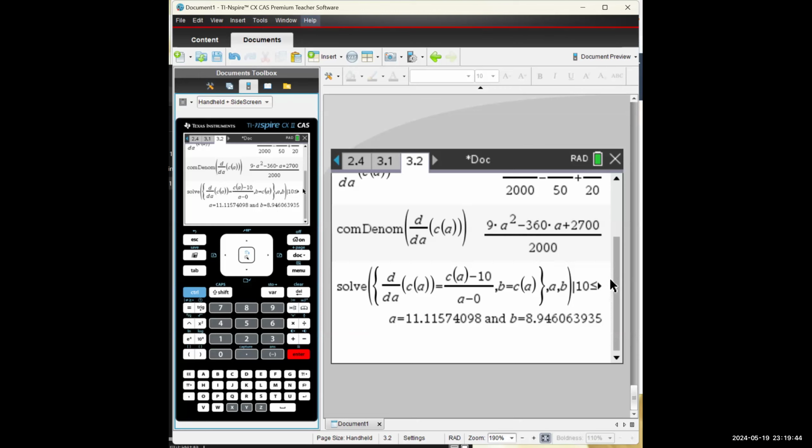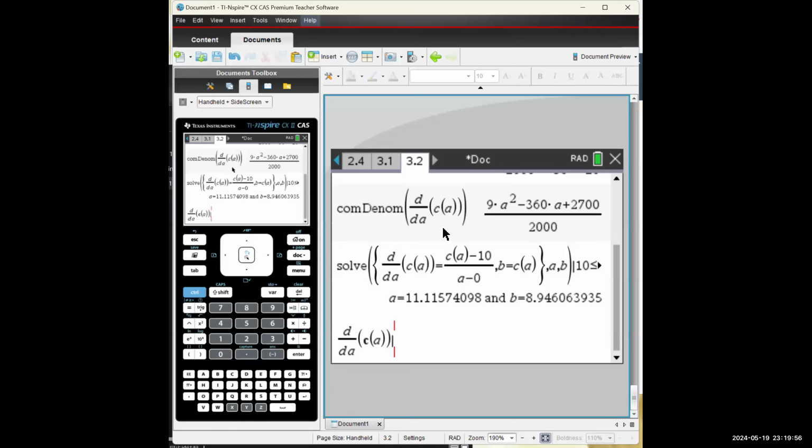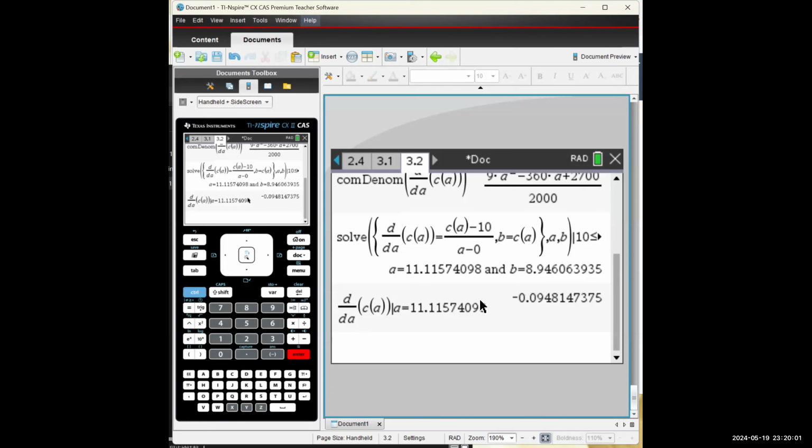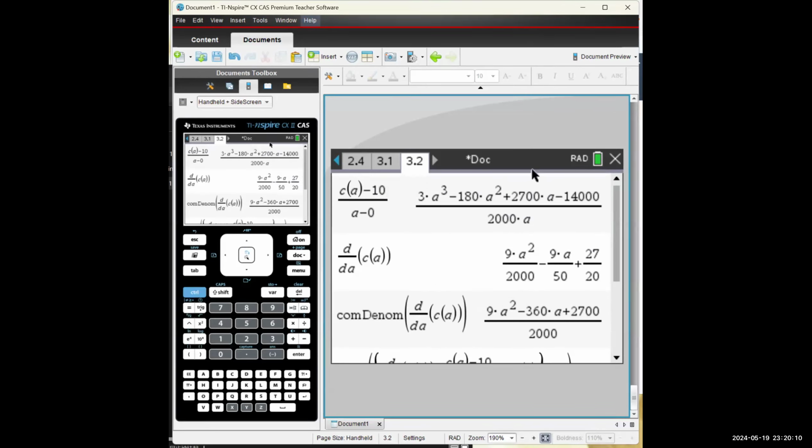All right. And the last part of part E was to find the value of the gradient correct to 1 decimal place. So you probably can just take the derivative here and slot in your A value you just obtained. That is minus 0.094847, etc. Okay? So let's just come back and write out something.